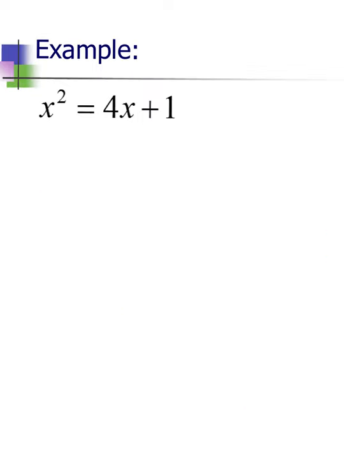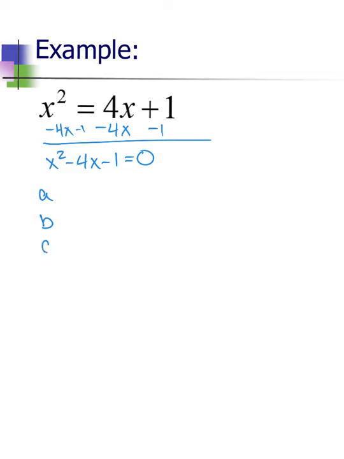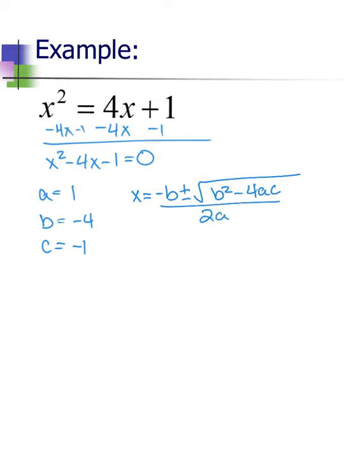Last one. Again, the first thing I want to do is make sure that my equation is in standard form. I'm going to minus 4x, and I'm going to minus 1. So here I have x squared minus 4x minus 1, off to the side, equals 0. List my A, my B, and my C. My A is 1, my B is -4, my C is -1. We're going to write the formula. Every time you write it out, you have a better chance of accidentally memorizing it. We're going to plug in what we know.